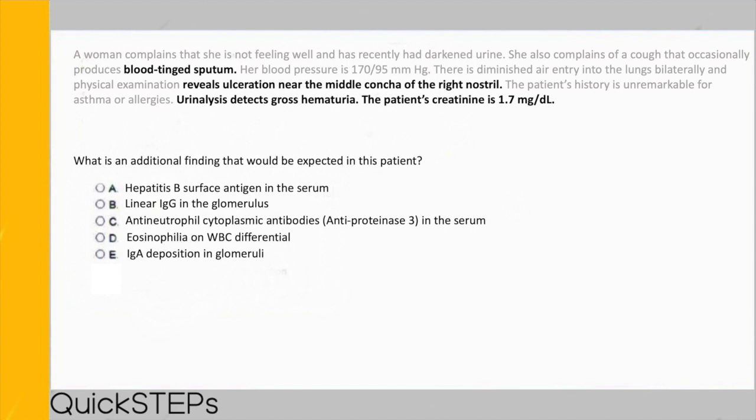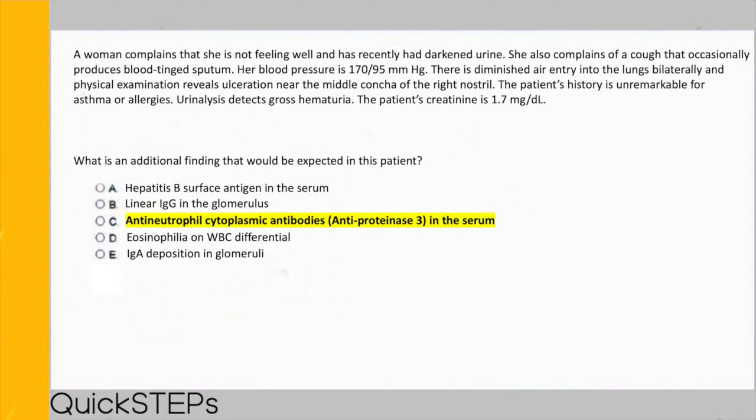Okay, how about C? Anti-neutrophil cytoplasmic antibodies, also known as anti-proteinase 3 in the serum. So this is also known as C-ANCA. And if you're thinking that this is the right answer, then you are correct. This is the right answer because this is granulomatosis with polyangiitis, also known as Wegener's disease.